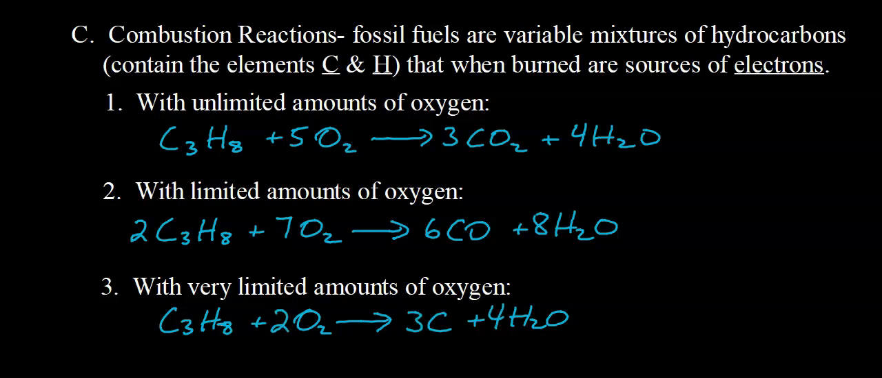So we have less than 5-to-1 ratio. We have less than 3.5-to-1 ratio. 2-to-1 ratio of oxygen to propane is going to yield carbon as our oxidized product. So just know there's different products possible when you burn a hydrocarbon. Plenty of oxygen, you get CO2. A limited amount of oxygen, you get CO. And very limited amount of oxygen, just enough to support combustion, you get carbon.